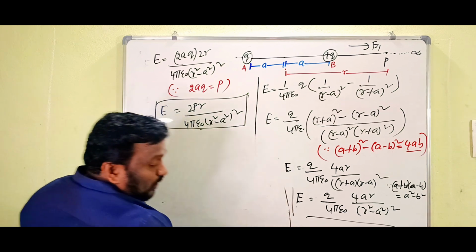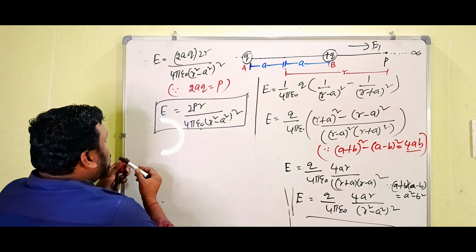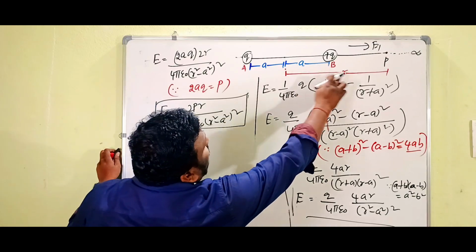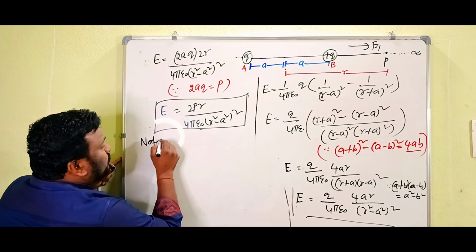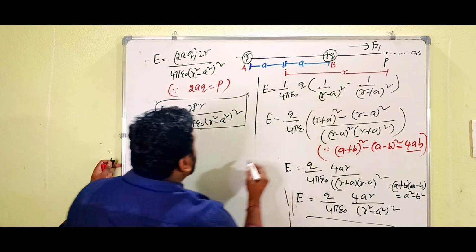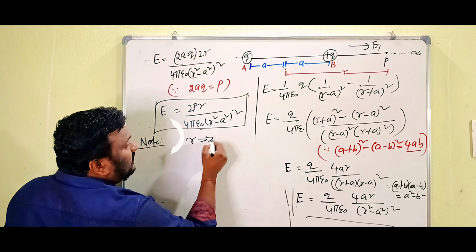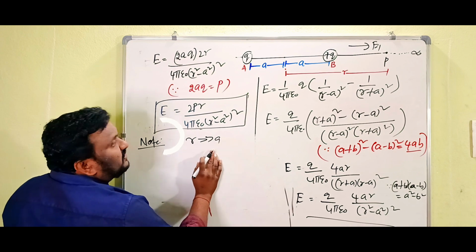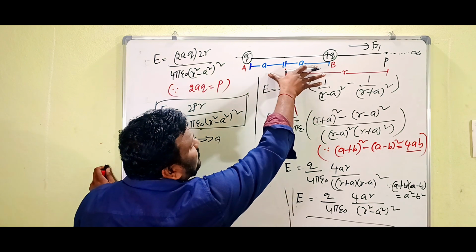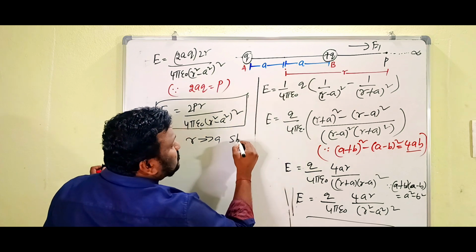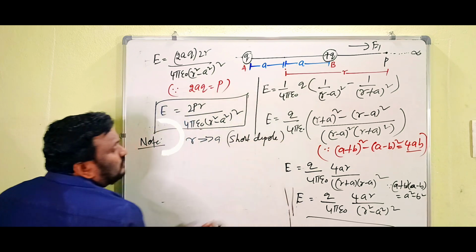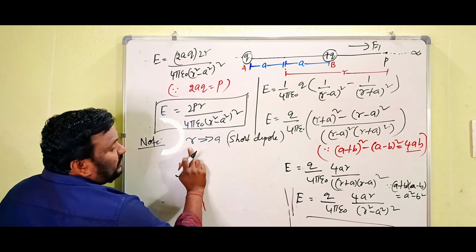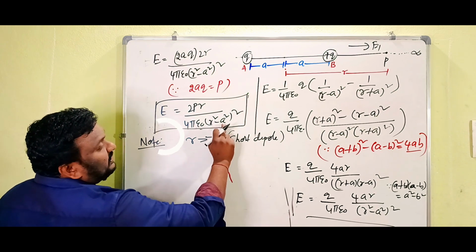Children, here we have one special case. From that figure, what you have to note in the diagram is that R is much greater than A. That means the dipole is very short, a short dipole. Clear? R is much greater than A. When R is much greater than A, we neglect A.